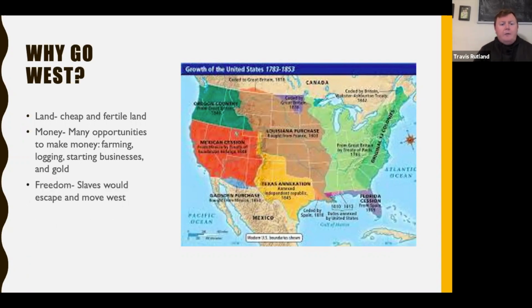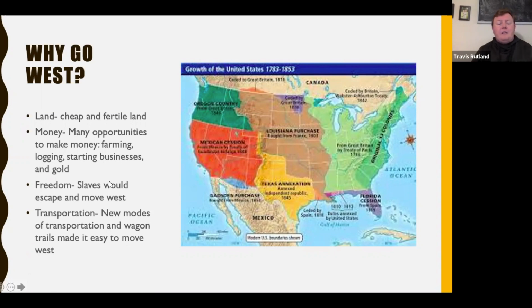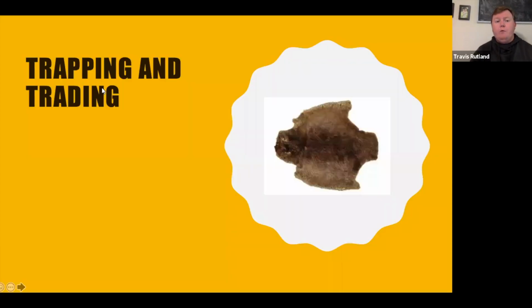The third incentive, freedom. Slaves would also escape out and move west. So not only are they now going north, but they are escaping to the west as well. And the last incentive is transportation. New modes of transportation and wagon trails made it easy to move west. The steamboats and the railroads made it easier for people to get out there. We're able to travel more today in this society because we have airplanes. Same thing with them, they just have trains. So those are 4 of the incentives to move west.